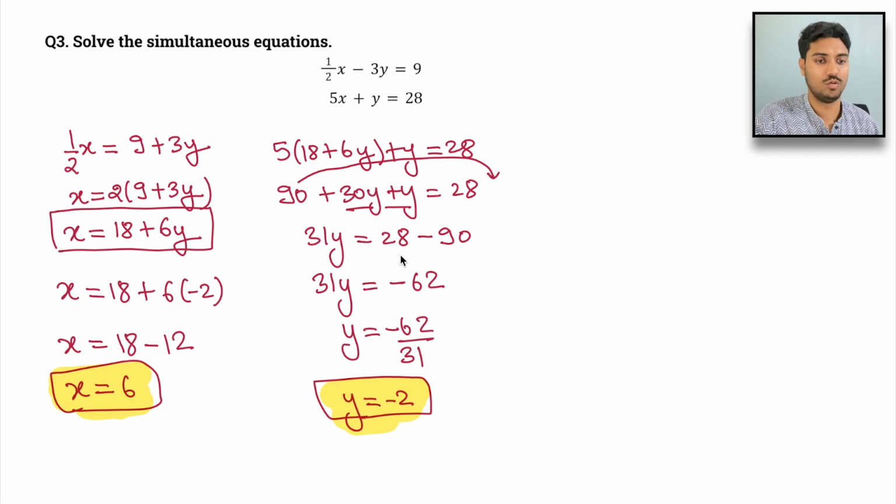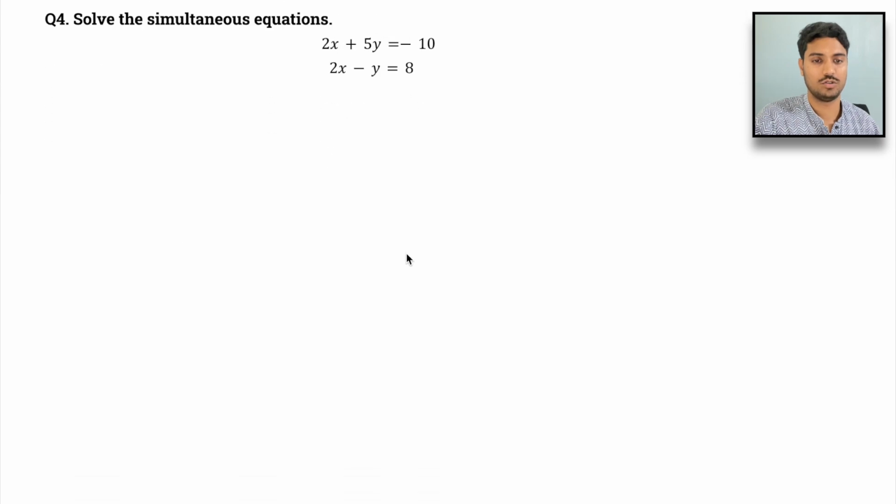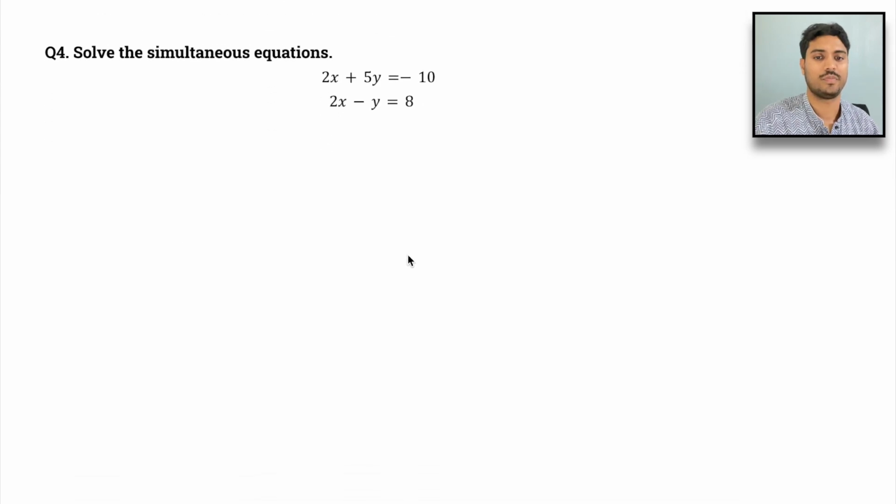Let's move on to the next question. Question number 4. We have 2x plus 5y equals negative 10 and 2x minus y equals 8. In this case, I would like to use elimination method so that I can eliminate 2x. So I'll subtract here, minus, minus and minus. When we subtract, we have to subtract each term. When we add, we have to add each term.